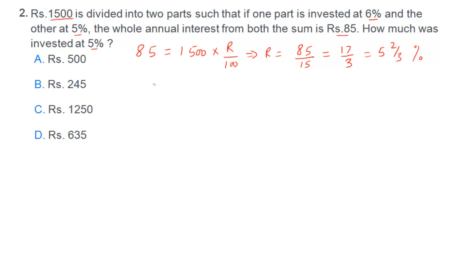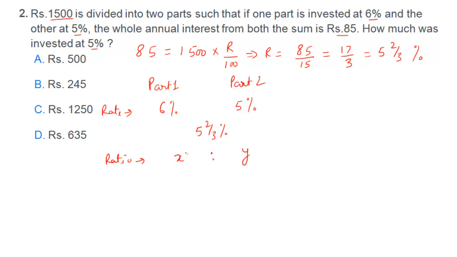So the money is divided into two parts. So part 1 and part 2. Part 1 is at 6%, and part 2 is at 5%. So here I am writing the rate at which the money is invested, and on the whole we have got 5 whole 2 by 3%, and then this ratio x is to y we can calculate. So this is the ratio in which the money has been divided.